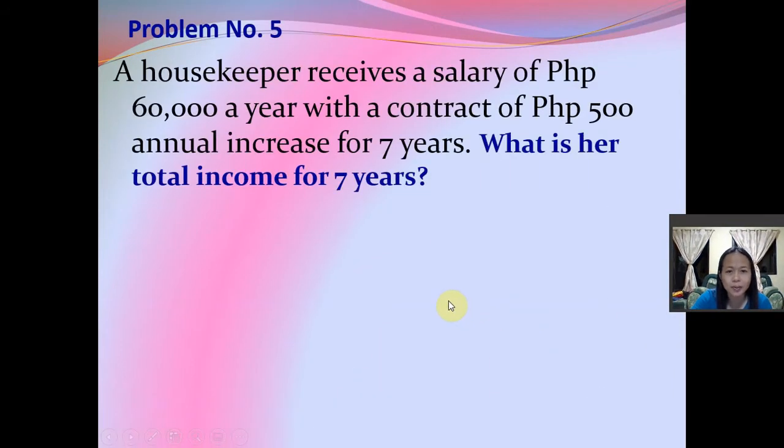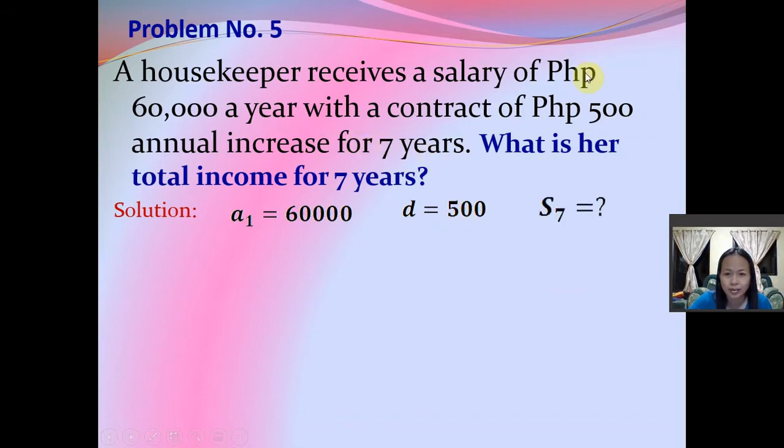Now let's have problem number 5. A housekeeper receives a salary of 60,000 pesos a year with a contract of 500 pesos annual increase for 7 years. What is her total income for 7 years? Our first term here is 60,000, since in the first year her salary is 60,000. Next, we have a common difference, which is 500. Why is it a common difference? Since it is stated here that there will be an annual increase. Each year, her salary will be added by 500 up to the 7th year.